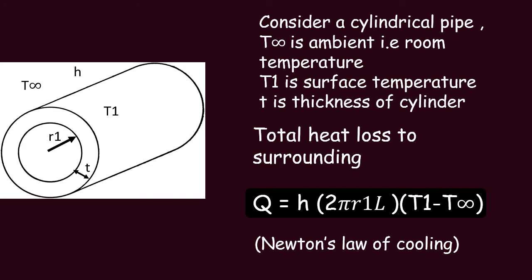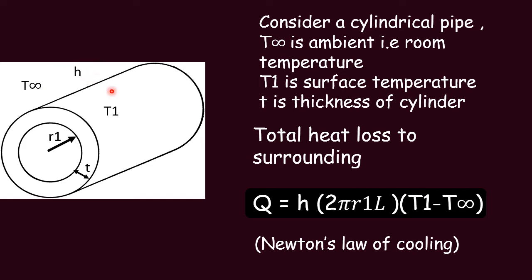Consider a cylindrical pipe. Let's say small r1 is the radius of the pipe and small t is the cylindrical thickness. T1 is the cylindrical surface temperature. T infinity is the ambient temperature or the room temperature. H is the convective heat transfer coefficient.